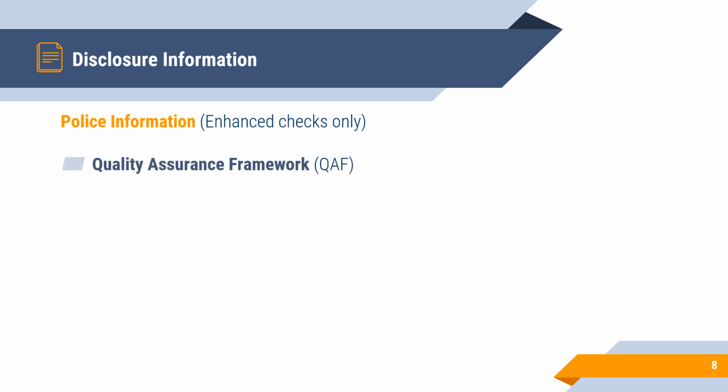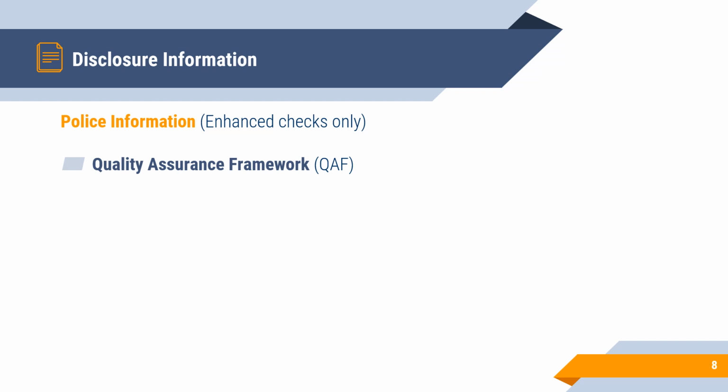There are primarily two documents that guide the disclosure of police information. The first of these is the Quality Assurance Framework, or QAF. This is the prescribed decision-making framework agreed by the Association of Chief Police Officers for the processing, consideration, and disclosure of police information for enhanced checks. QAF was developed following the publication of the Bichard Report in 2004, in particular Recommendation 20. QAF has been amended over time to reflect both Part 5 of the Police Act and the direction of courts following consideration of challenges to information included on disclosures.